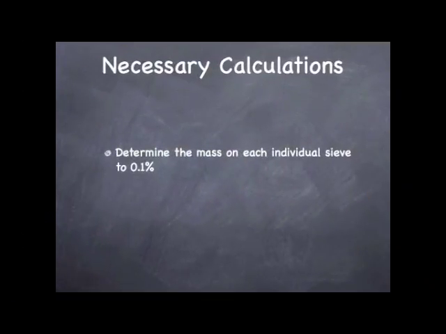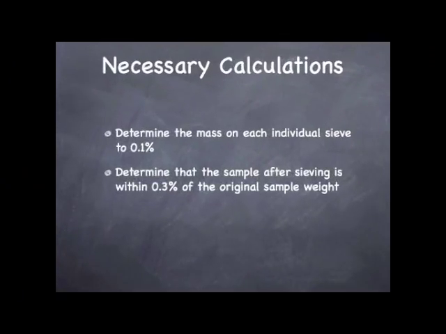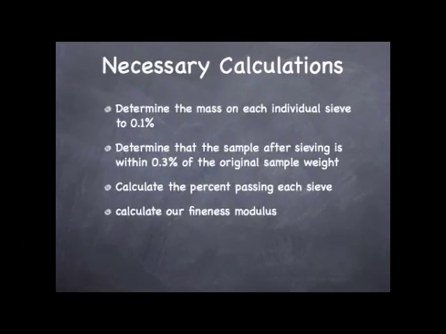Now that we've completed our sieving, there are a series of calculations that we must perform. Two calculations we already discussed are determining the mass of each individual sieve to the nearest 0.1%, and determining that our sample after sieving is within 0.3% of our original sample weight. We're also going to calculate the percent material passing each sieve. And finally, we'll calculate the fineness modulus, reporting this number to the nearest 0.01.